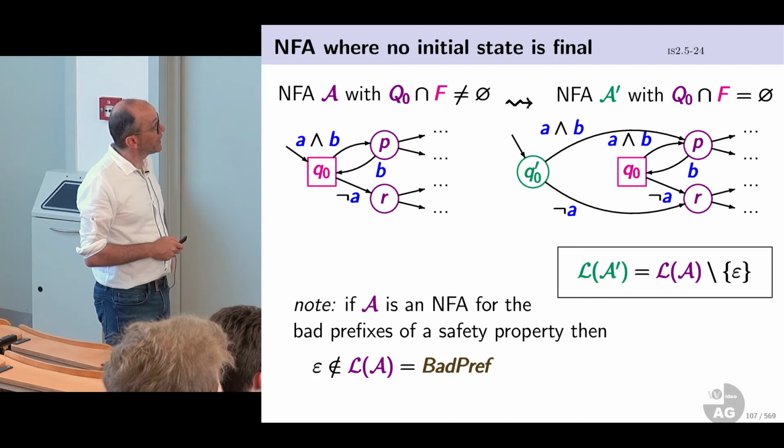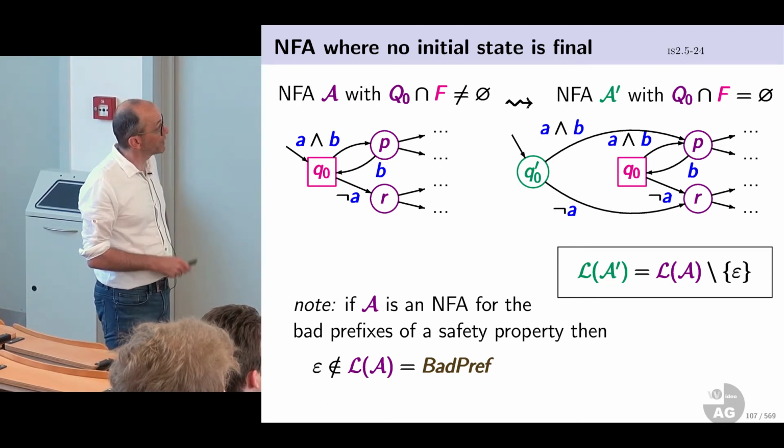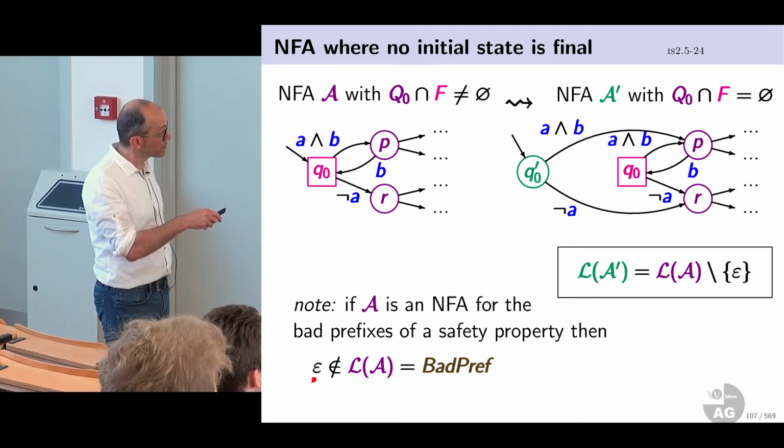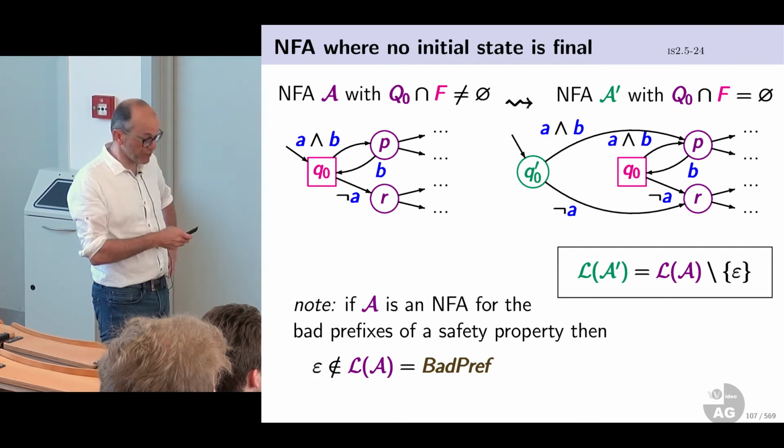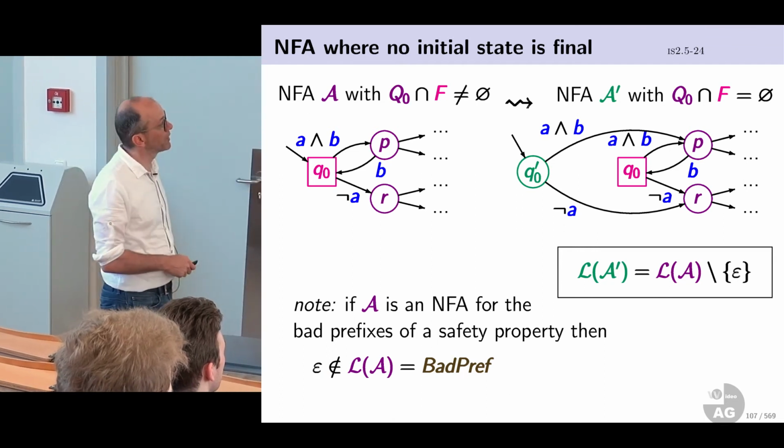That's written down here. If A is an NFA for the bad prefixes of a safety property, then we know that epsilon, the empty word, should not be in the bad prefix automaton, not be accepted by this automaton.